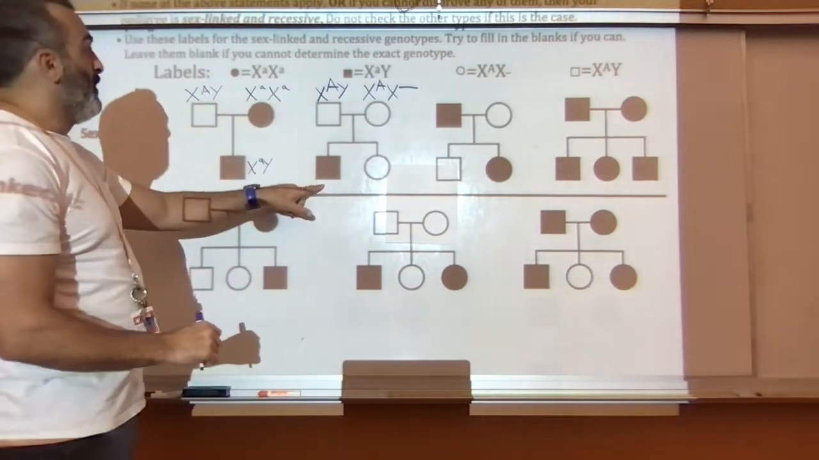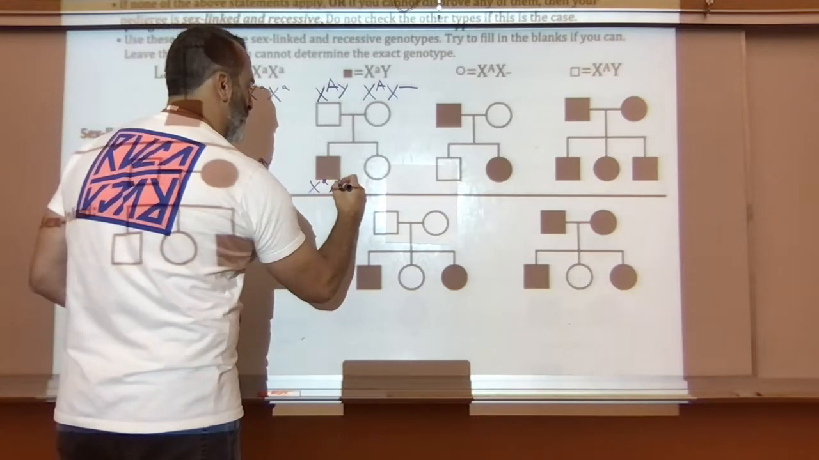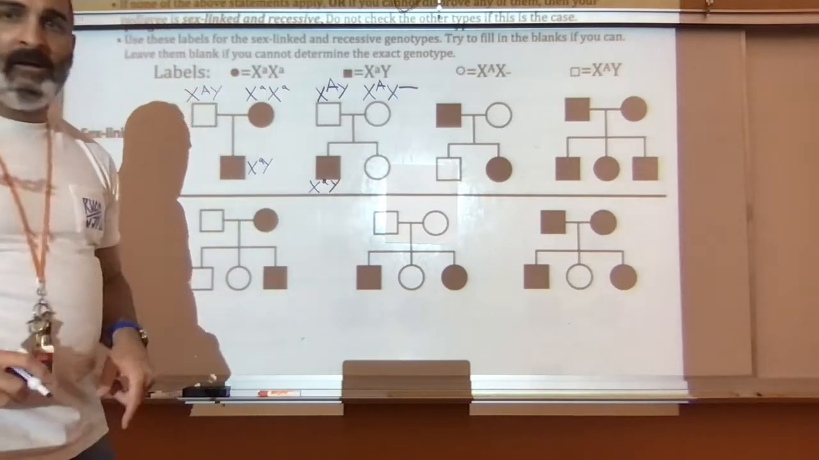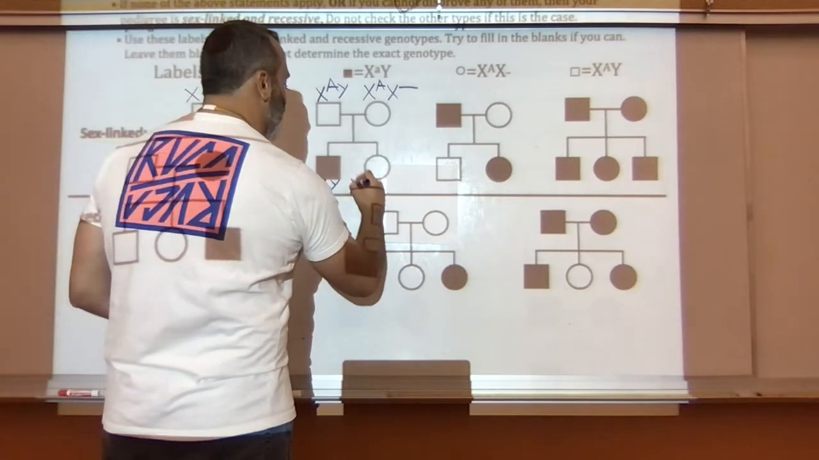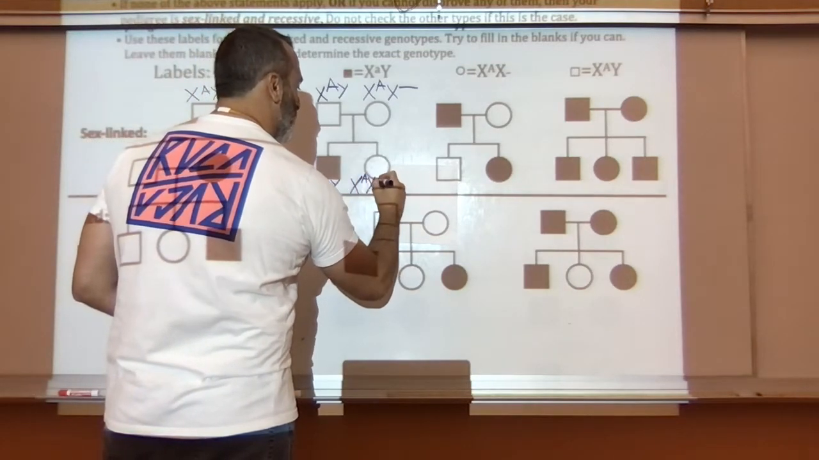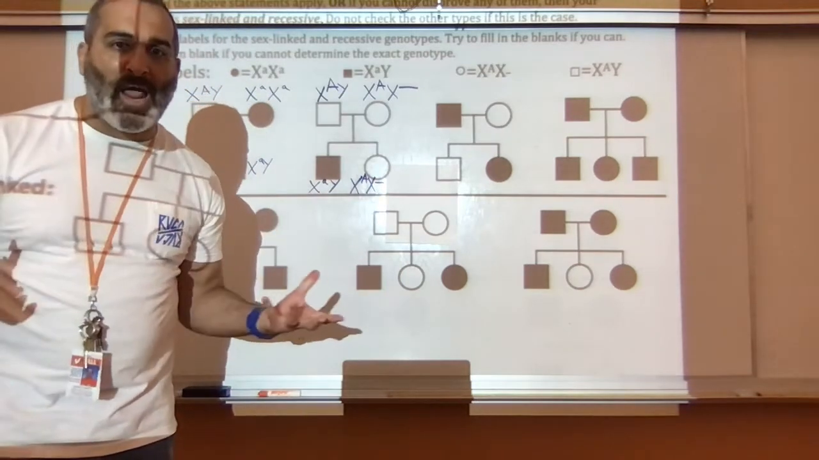A male that is shaded in is this: lowercase a with a Y. A female not shaded in, down here. This one's X capital A, X blank. Okay, X capital A, X blank.